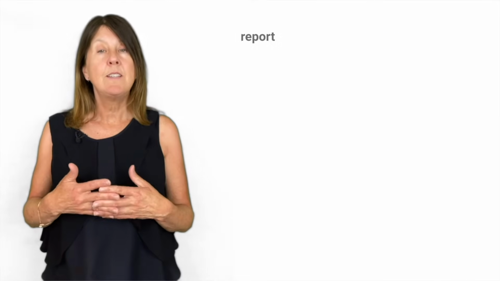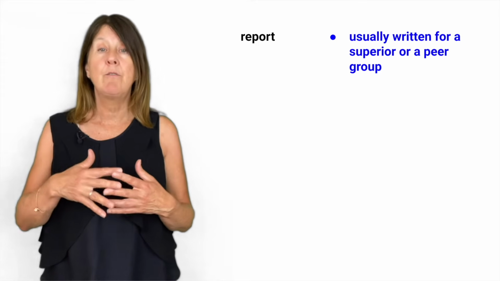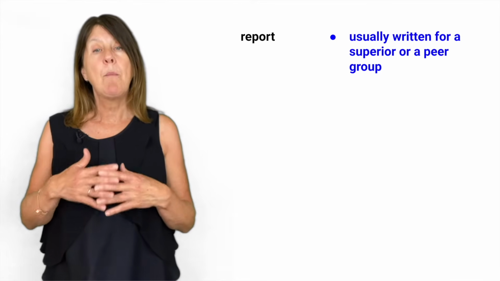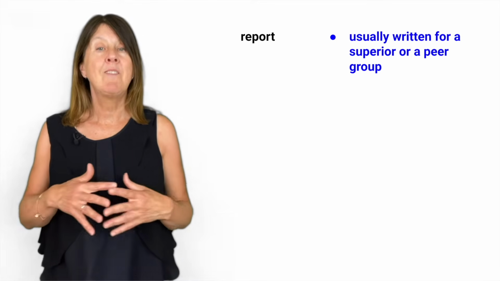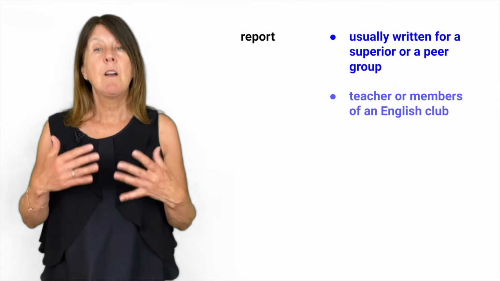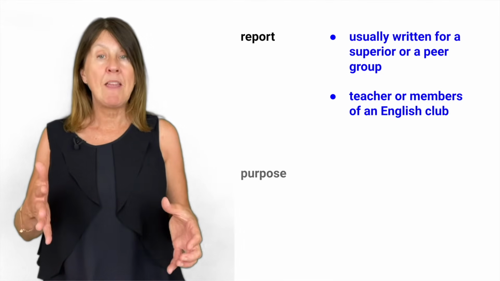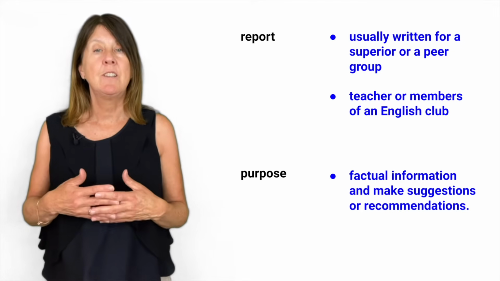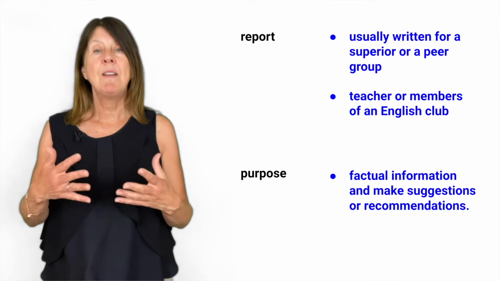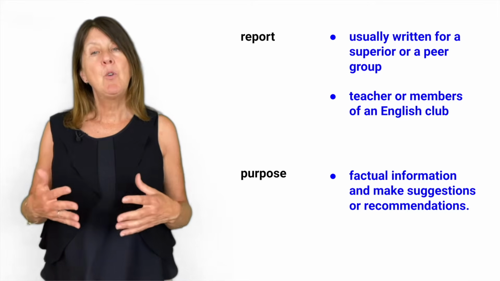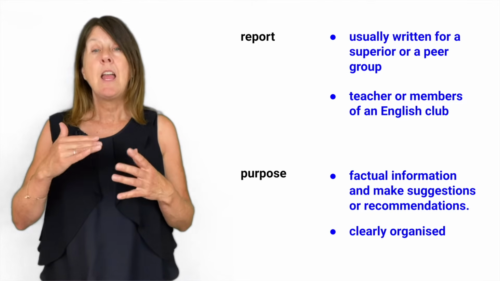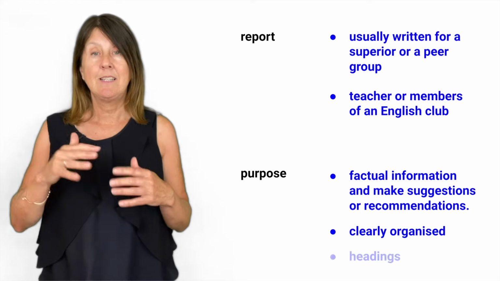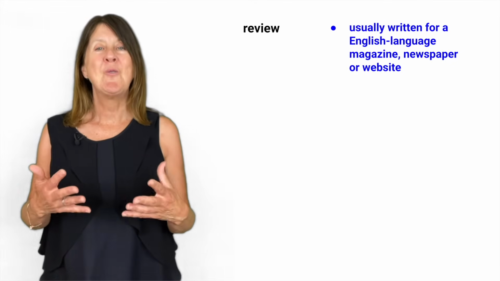A report is usually written for a superior, for example, a teacher, or a peer group, maybe members of an English club. You are expected to give some factual information and make suggestions or recommendations. A report should be clearly organised and may include headings. A review is usually written for an English language magazine, a newspaper or website.